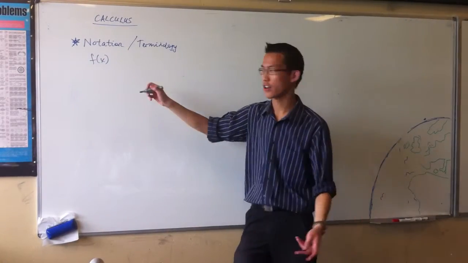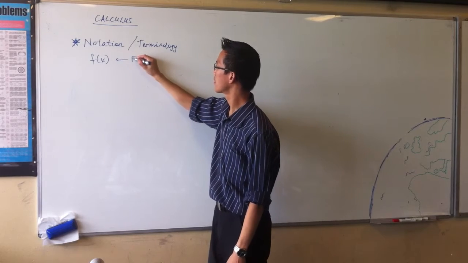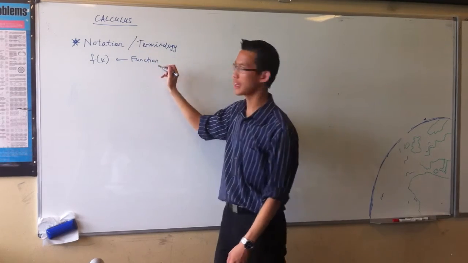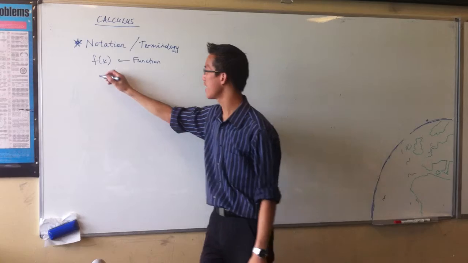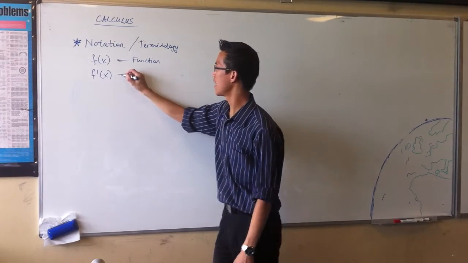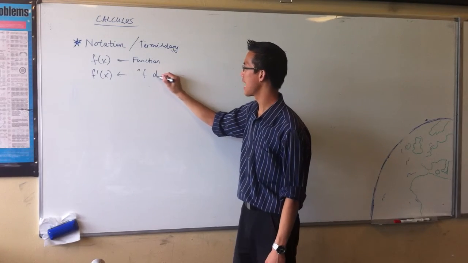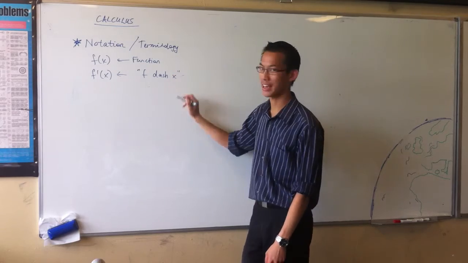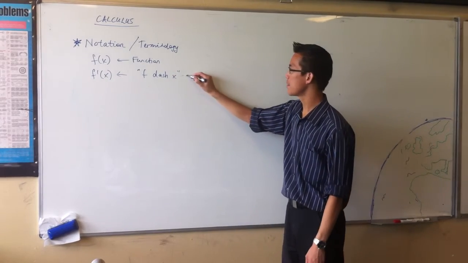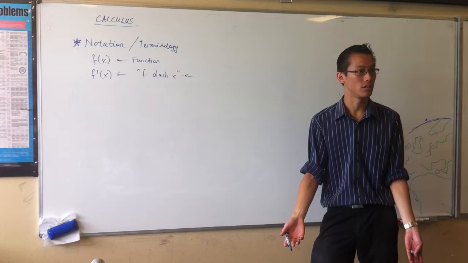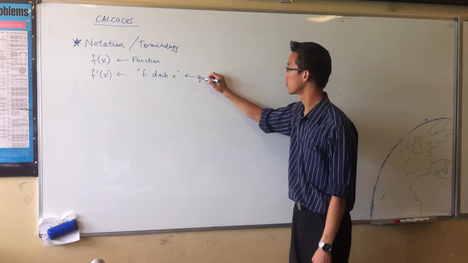You'll see this. If f of x is a function, then f dash x, I say that as f dash x, or just f dash. What that means is, tell me the gradient function, which we've been finding by first principles.